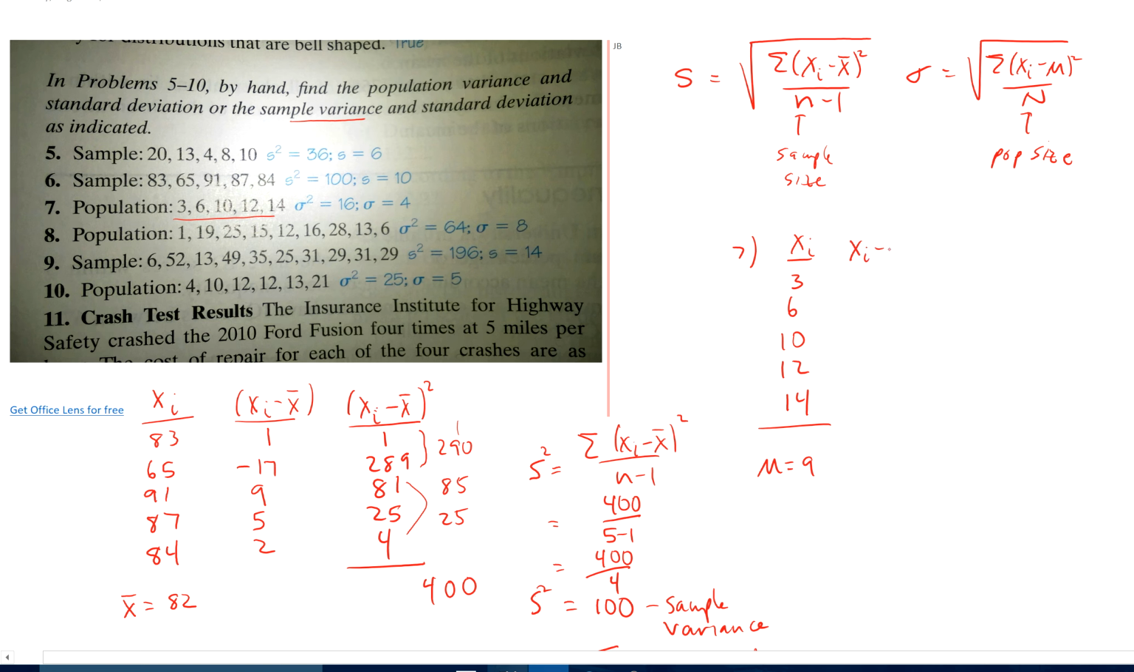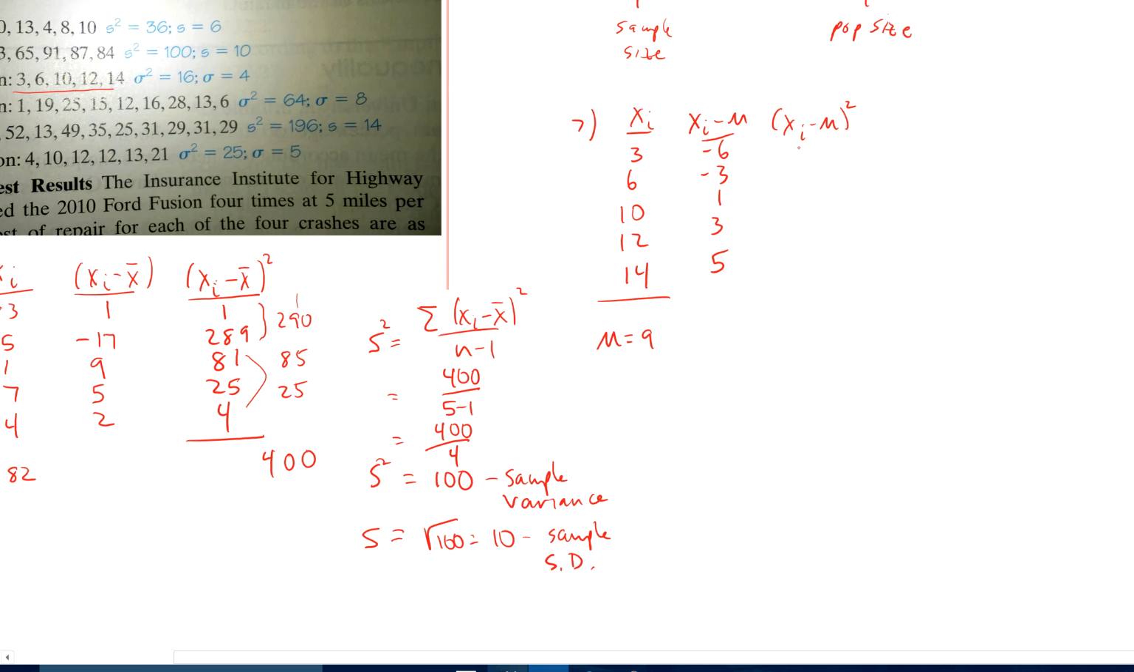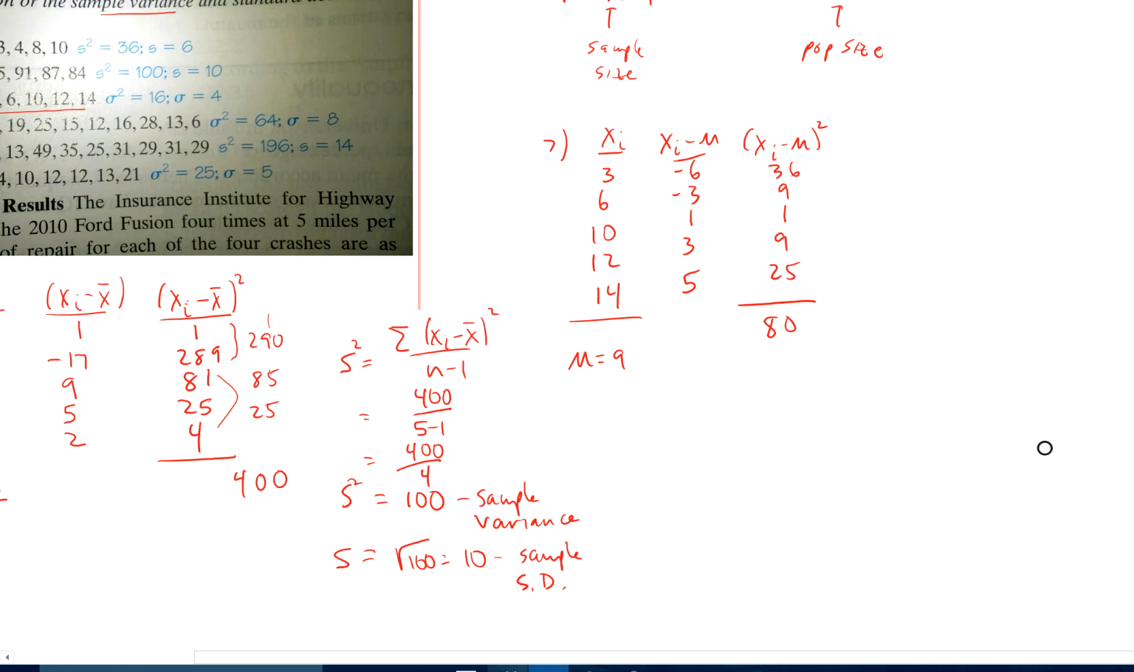So x sub i minus mu: 3 minus 9 is negative 6, 6 minus 9 is negative 3, 1, 3, 5. x sub i minus mu squared is going to be 36, 9, 1, 9, 25. Add those up. What's that? 45, 46, 55, 60, 70, 80. So it's going to be 80.